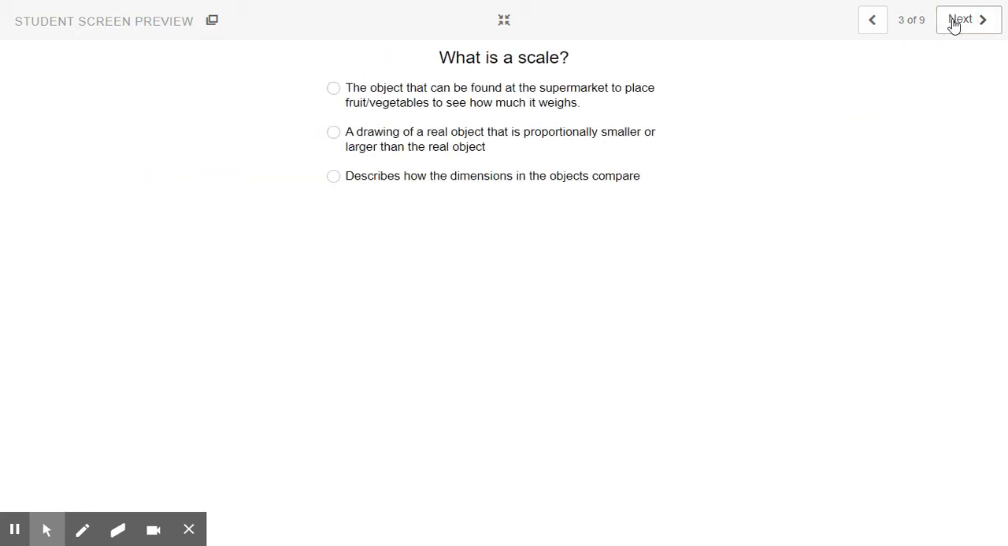What is a scale? Now, it is an object that can be found in a supermarket, but the math definition of a scale describes how the dimensions in the objects compare. So like a scale on a map, let's say you have 1 inch to 10 miles. That means every inch on a map represents 10 miles in real life.